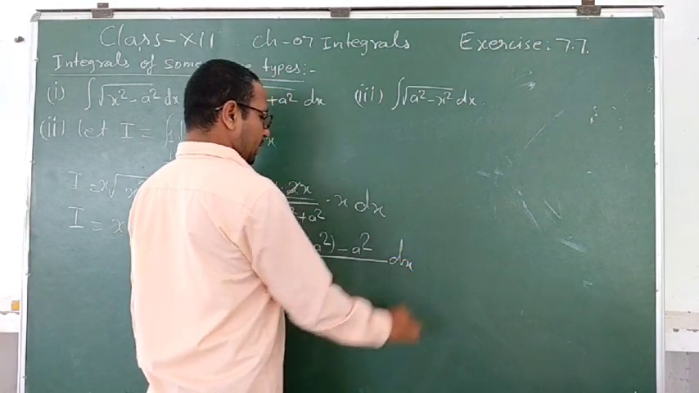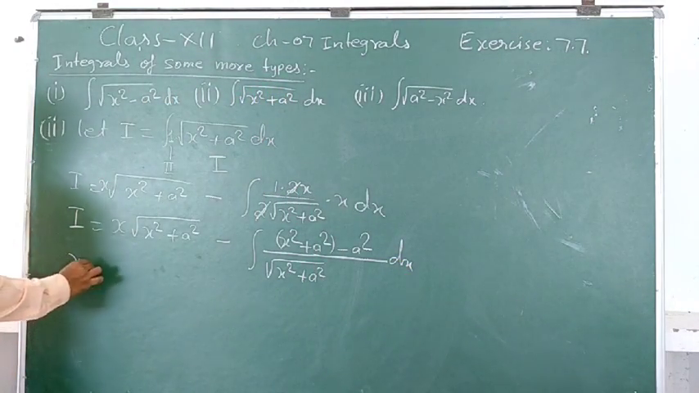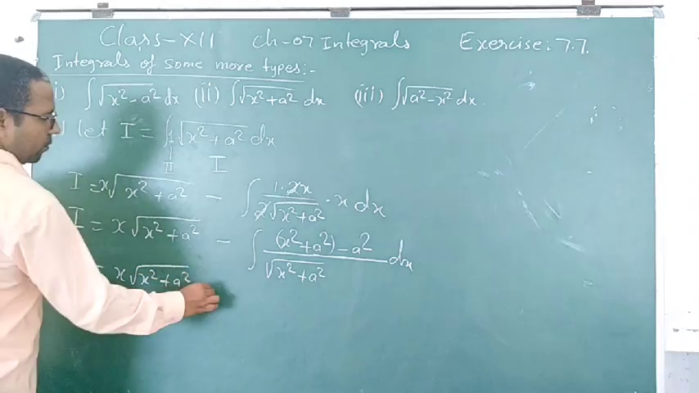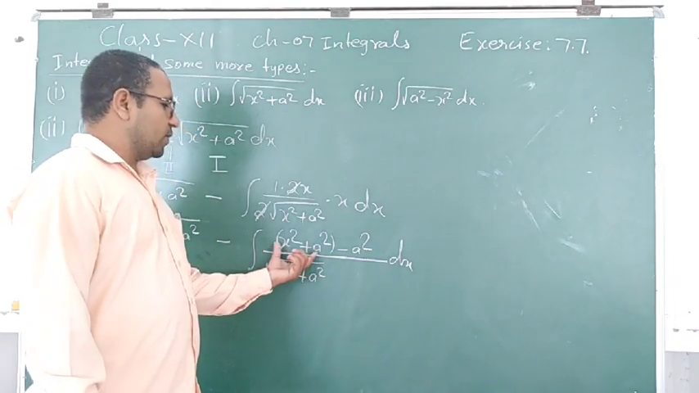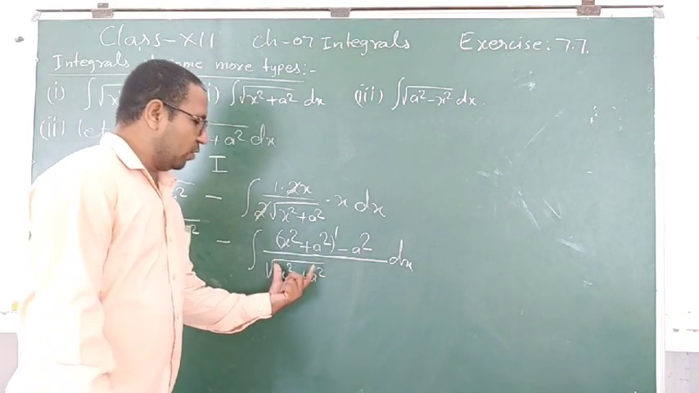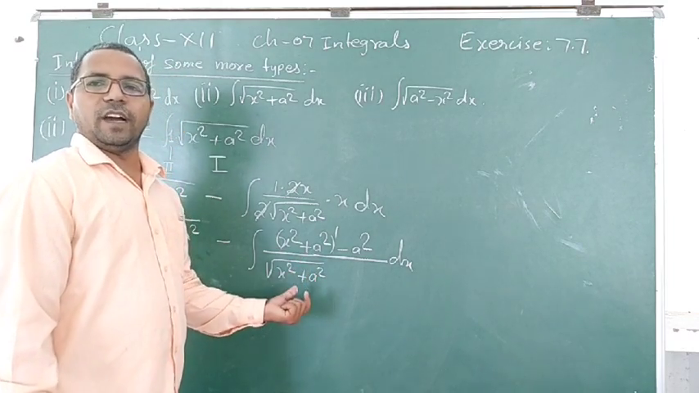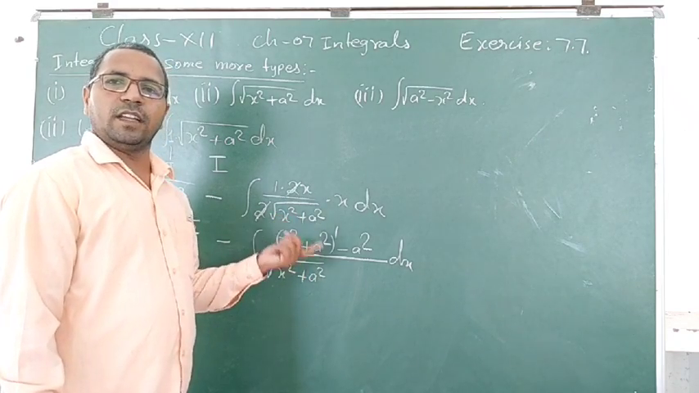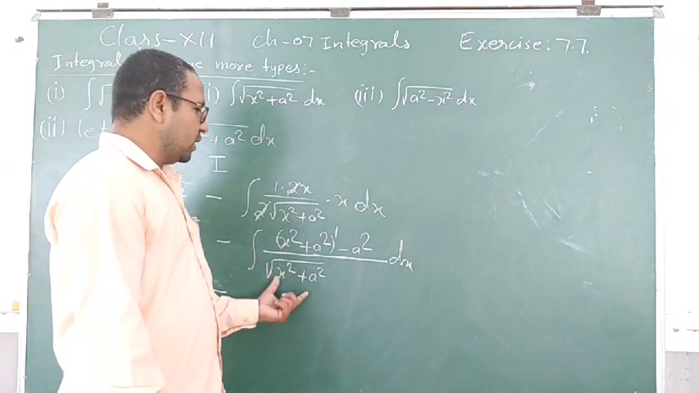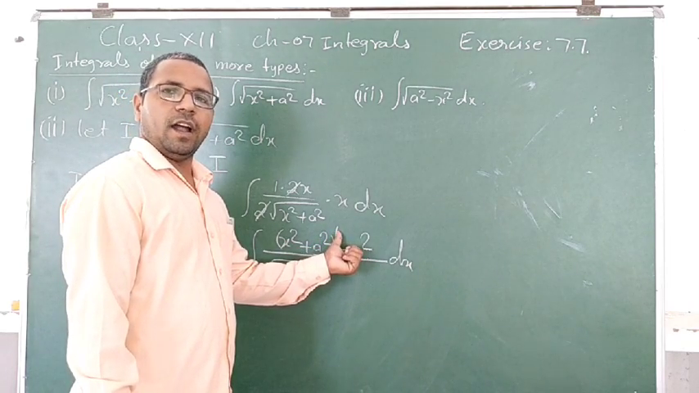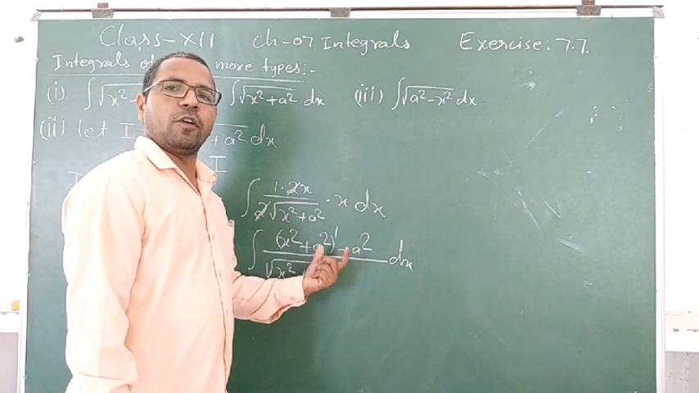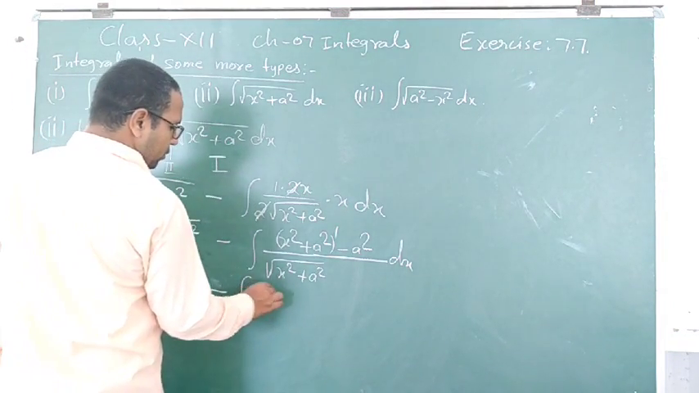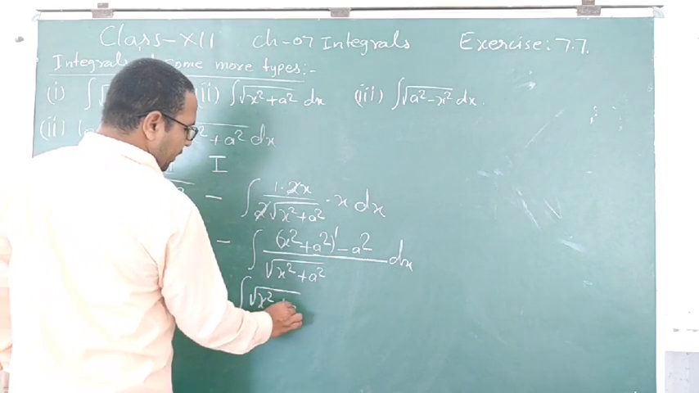So let's see here. I is equal to x root x square plus a square minus, just make the denominator of this term: whole to the power 1 is here and the whole denominator to the power 1 by 2. Just a to the power m upon a to the power n will give you a to the power m minus n. Just we are using that one. So 1 minus 1 by 2 will give you 1 by 2. So the power 1 by 2 can be written as root also. So root x square plus a square.